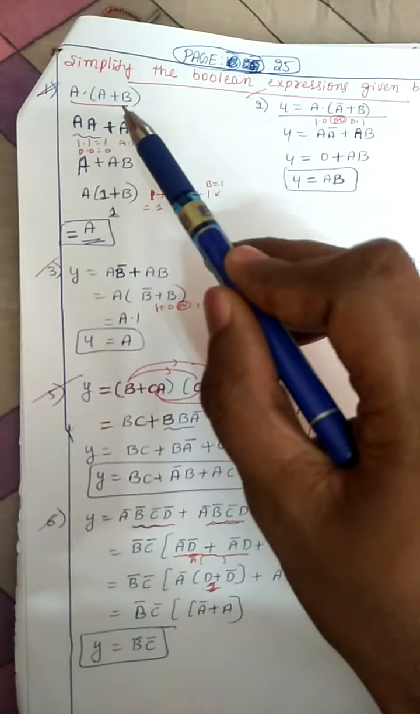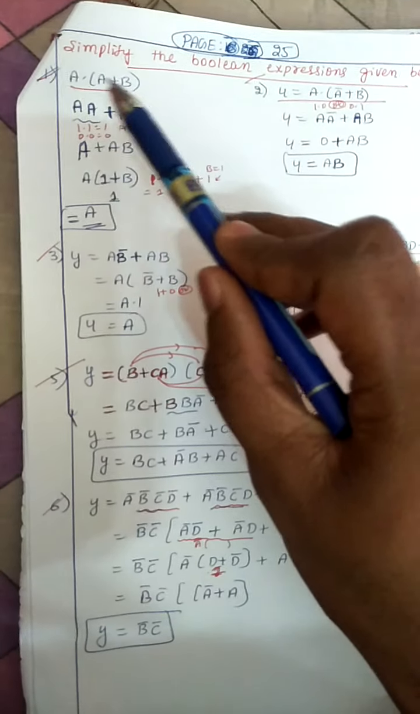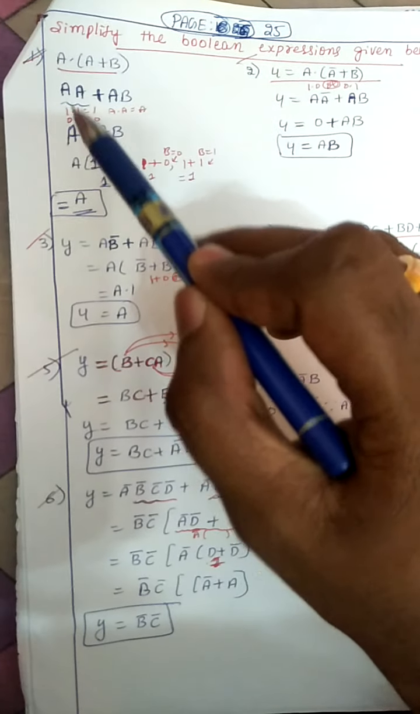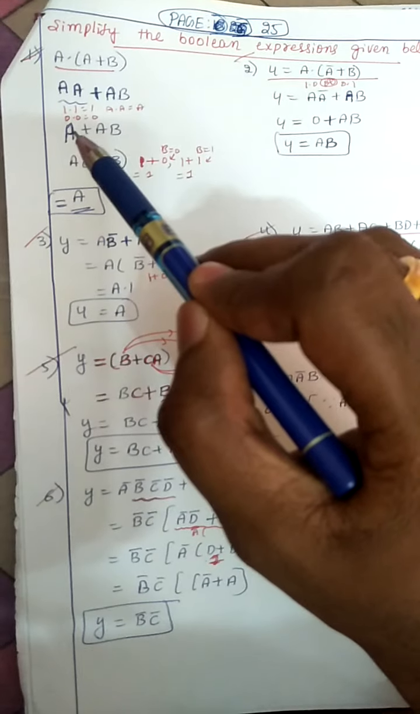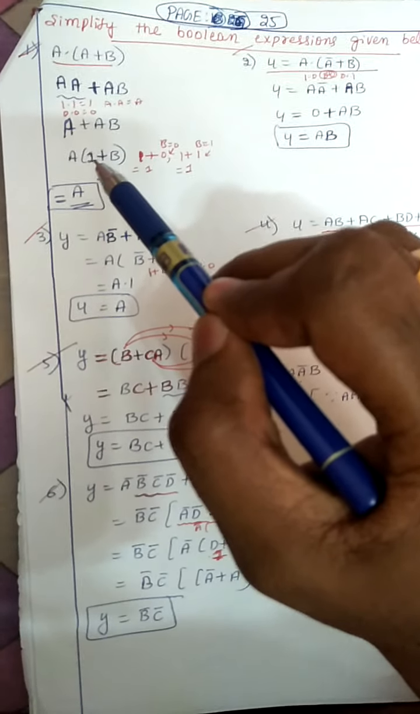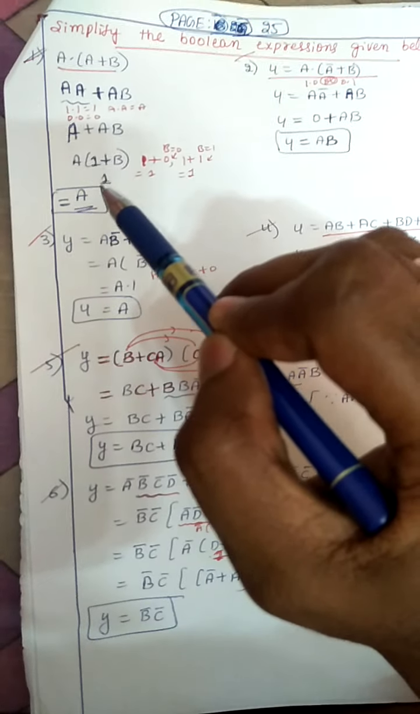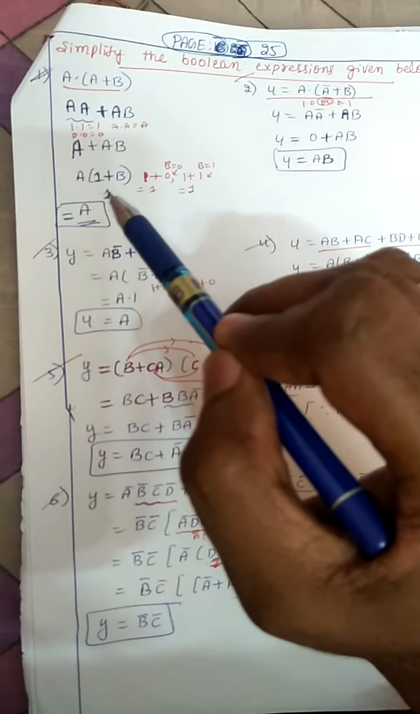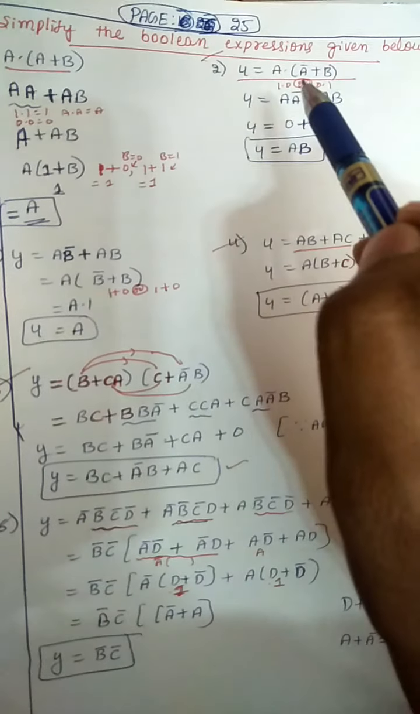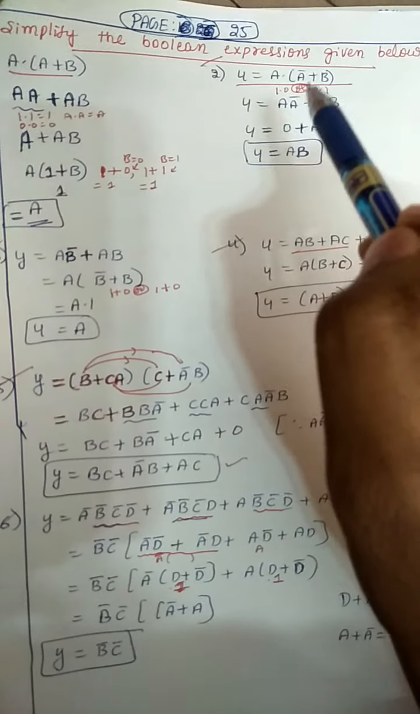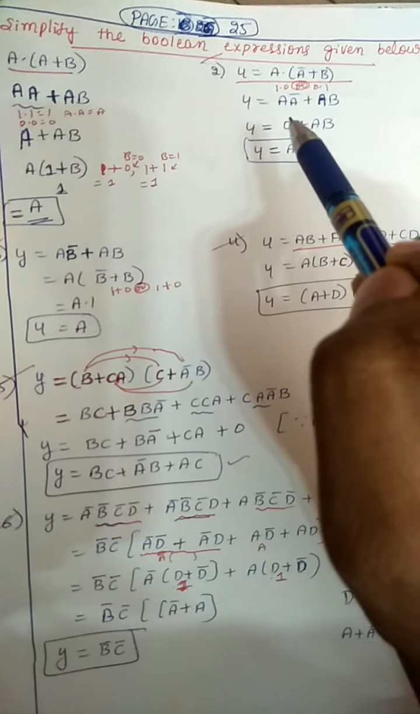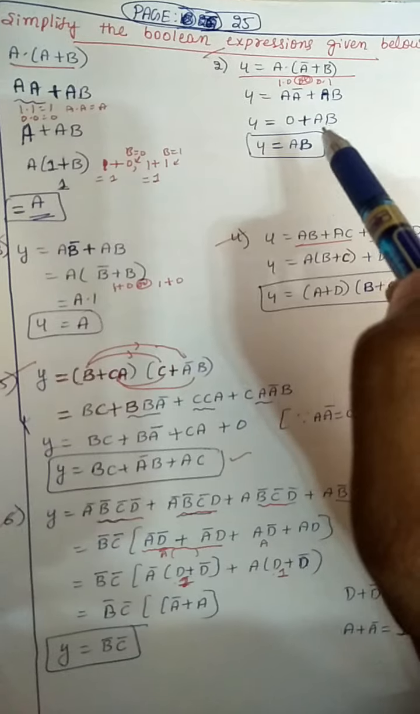Okay, here they had given the expression A into A plus B. You multiply A inside the bracket, A plus AB. So A into A means it will become A only from the Boolean theorems. A plus AB, A you take down common factor, you are left with 1 plus B. 1 plus B means 1. Your final answer is A. In the similar manner, Y is equal to A into A bar plus B. You multiply A inside the bracket, A into A bar plus AB. A into A bar means 0 plus AB. The answer is AB.